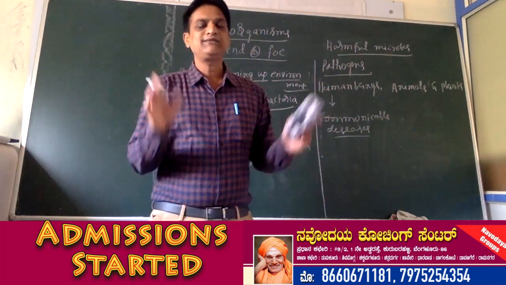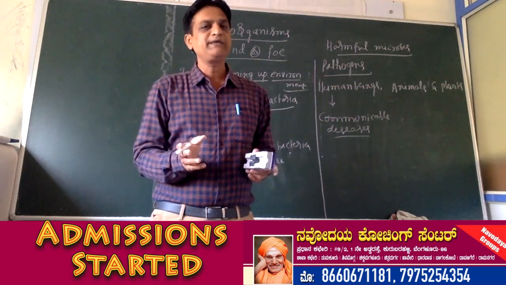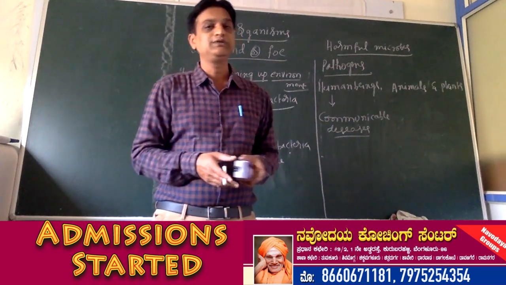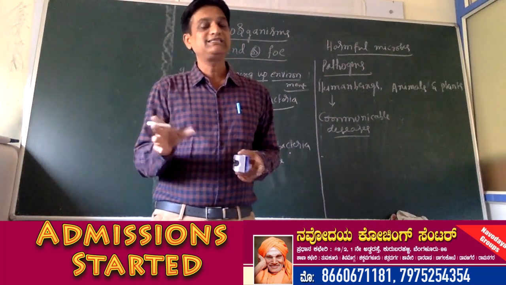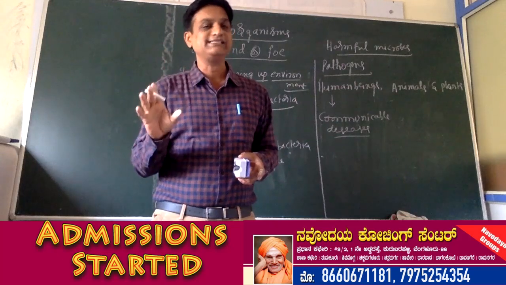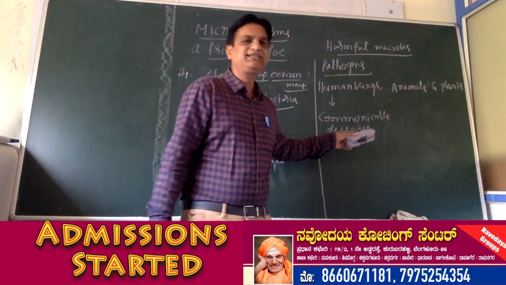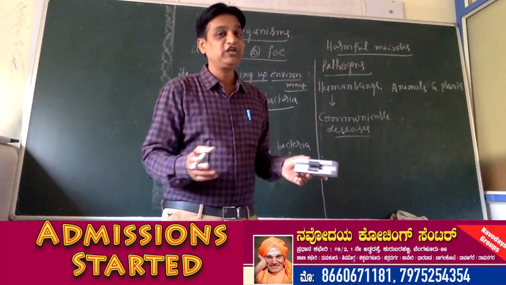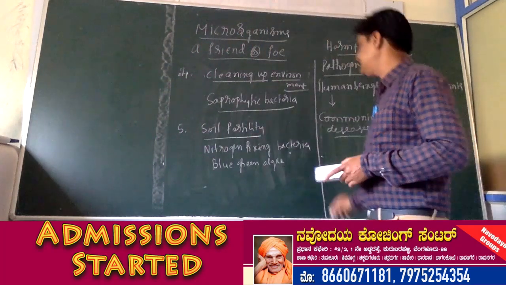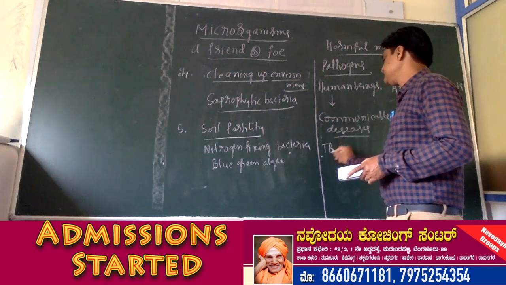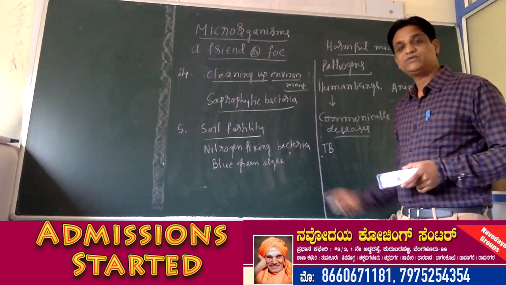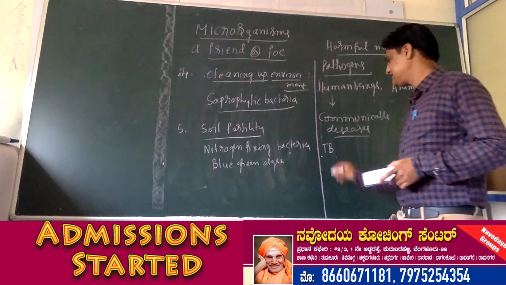Similarly, there are some diseases which are caused by microbes, but they are not transmitted from one person to another person. Such diseases are called non-communicable diseases. So here we will concentrate on communicable diseases. Which are the examples for communicable diseases? I think you know about TB, tuberculosis, which is a bacterial disease.